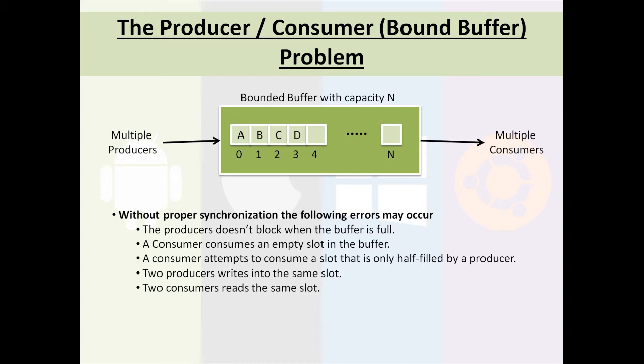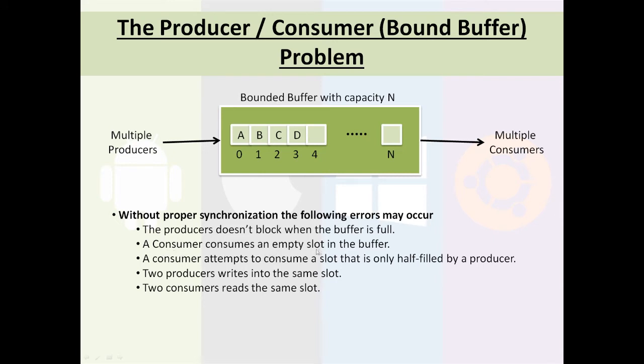Well, there are quite a few. For example, producers don't block when the buffer is full. So what if we have a full buffer here and then another producer wants to add data? In most cases, that will simply overwrite a specific index, because the producer wasn't blocked from writing to that buffer.